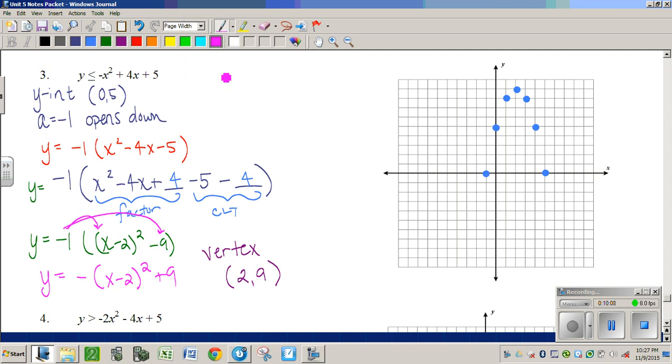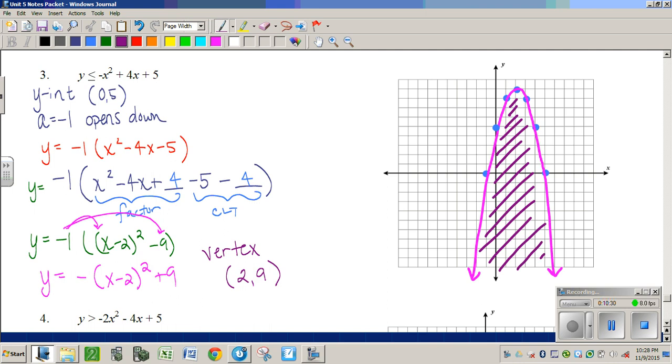Okay, now, less than or equal to, that's going to tell you that it is a solid line. We can go ahead and graph that, a solid line. Now it's less than or equal to, so I'm going to shade inside the parabola. And again, you can pick a point in there to test, but that's where it's going to look shaded.